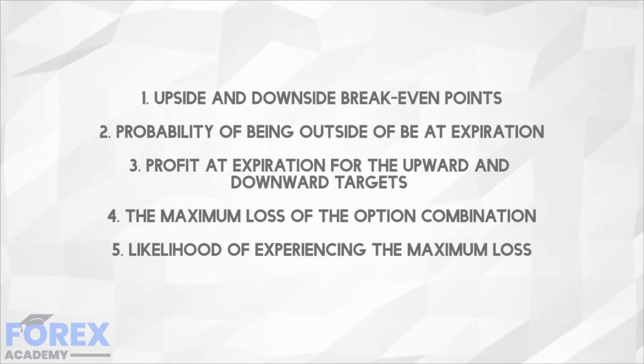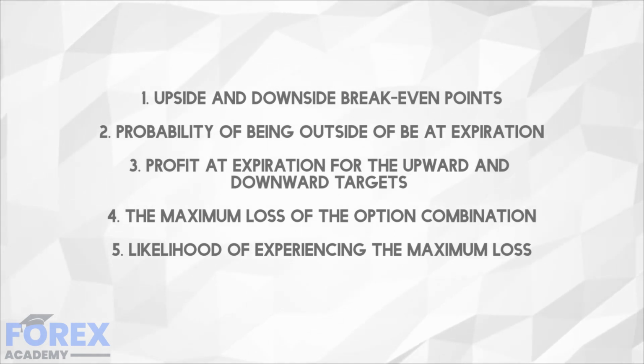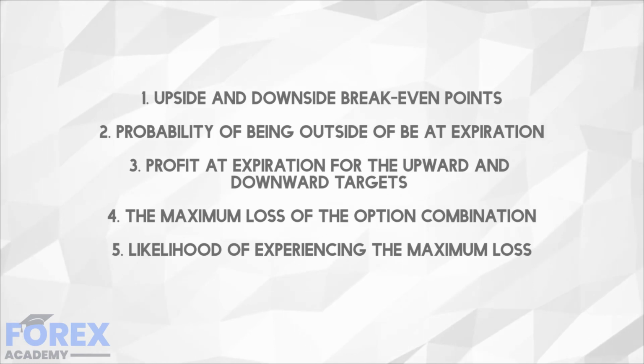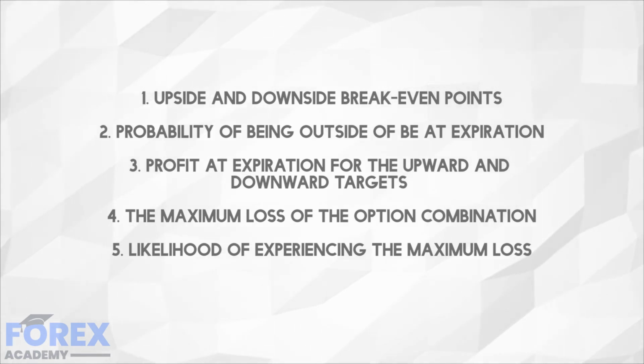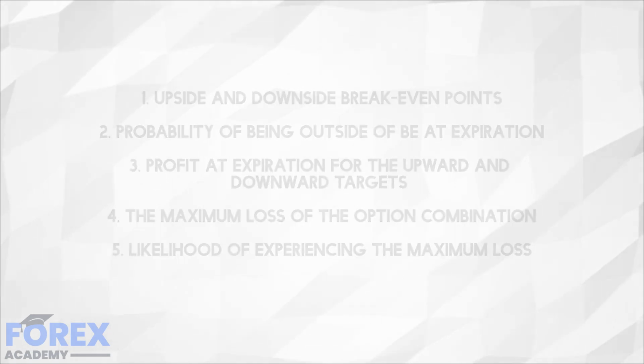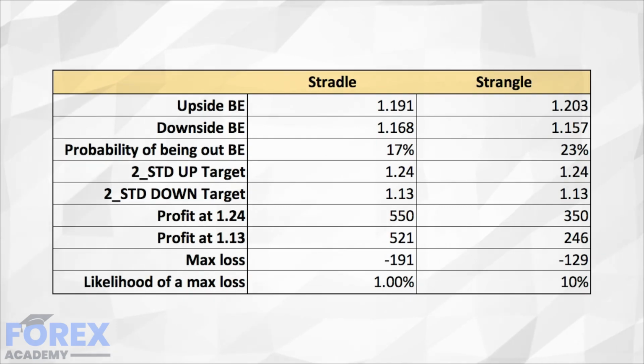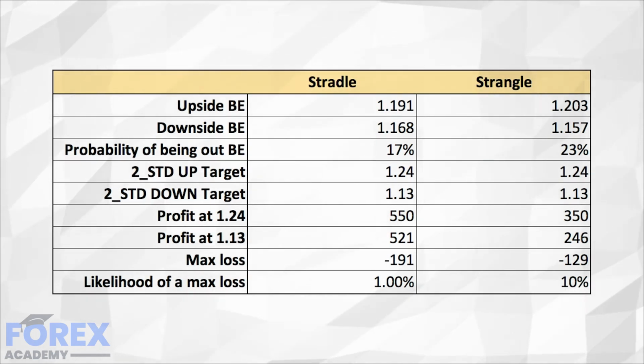1. The upside and downside break-even points. 2. Probability of being outside of a BE at expiration. 3. Profit at expiration for the upward and downward targets. 4. The maximum loss of the option combination. And 5. The likelihood of expiring at the maximum loss. A table made with these parameters will show the best alternative, which in this case is a straddle, as it shows the best setting and also the highest rewards for its risk.